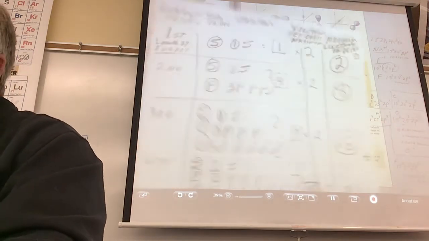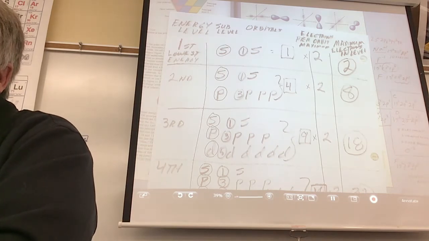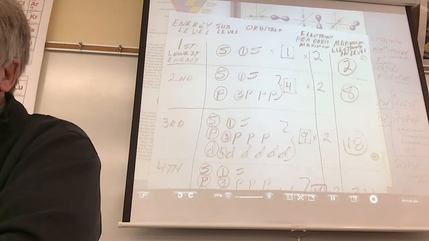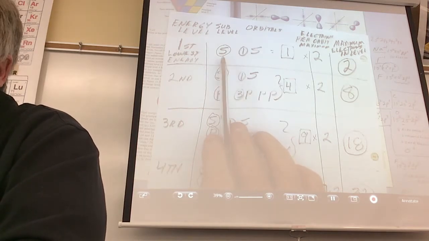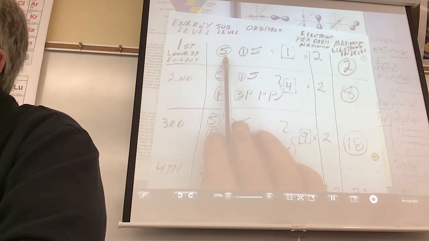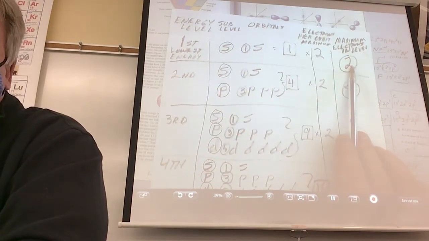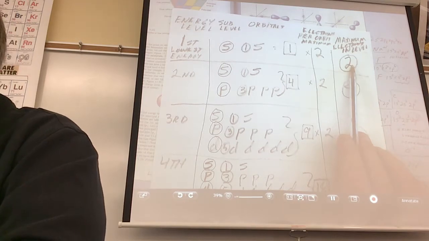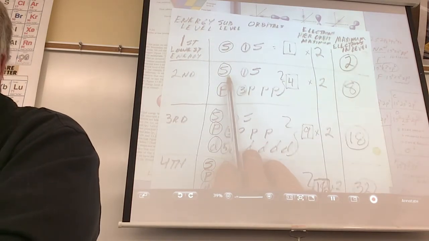Now, if I can have your attention for about 5 more minutes, I think you can see the pattern here. We're going to teach longer, but in the first energy level, the only orbital that exists there is an s. And there's only 1 orbital. Each orbital can hold 2. You should only be able to put 2 electrons in the first energy level. That's why there are 2 elements there. Next. In the second, we have S and P.